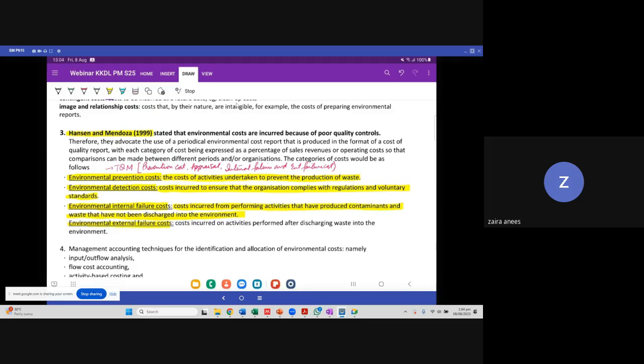So all the consequences, all the costs which the company will bear as a result of discharging it in the environment, is basically environmental external failure cost. Cost incurred on activities performed after discharging waste into the environment, that is the external failure cost, right?